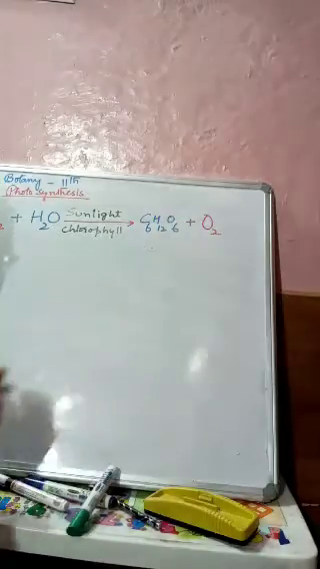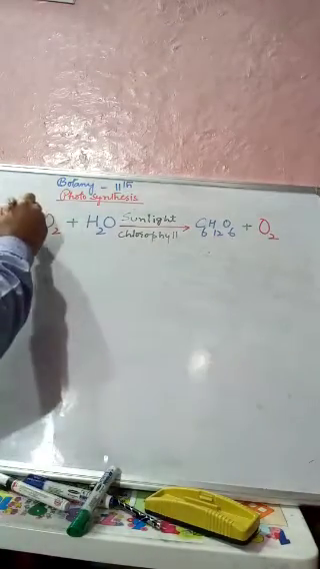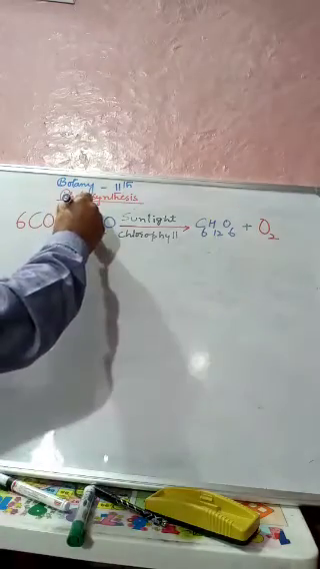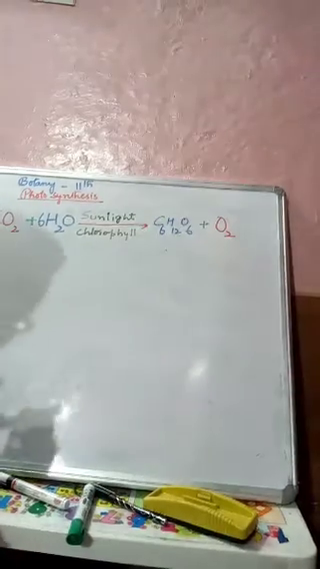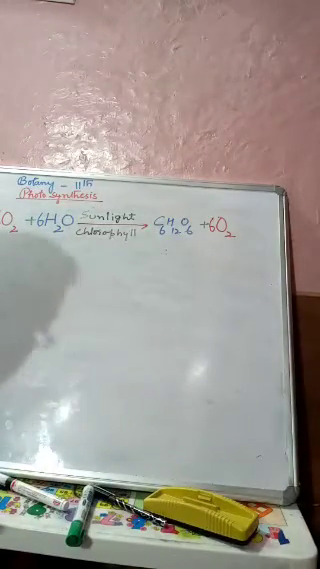Now let us try to balance this equation. It is 6 times carbon dioxide, very good. It is 6 times water, and it is 6 times oxygen.